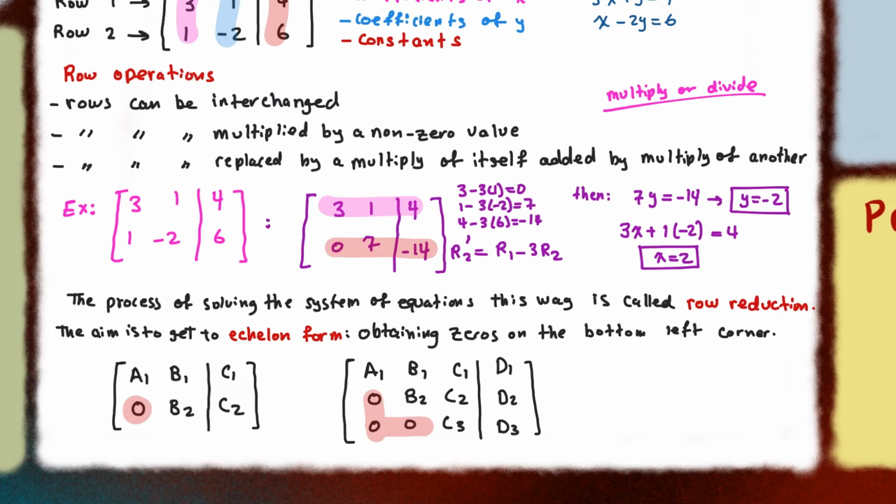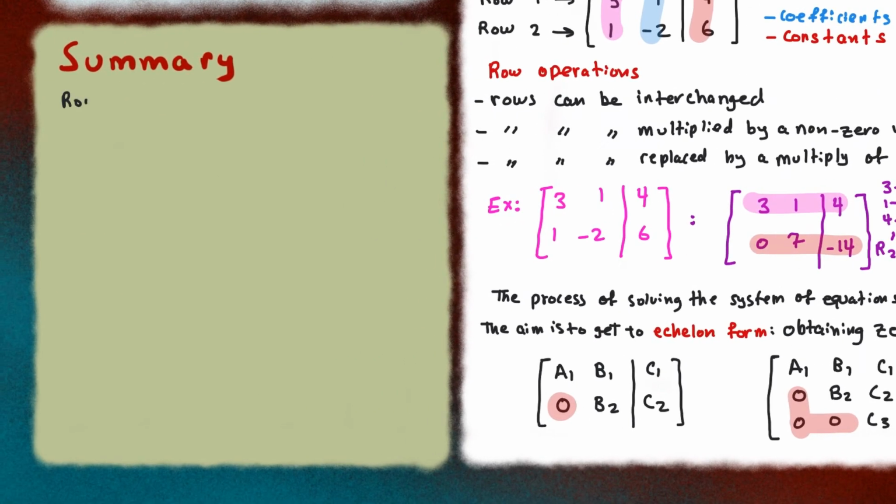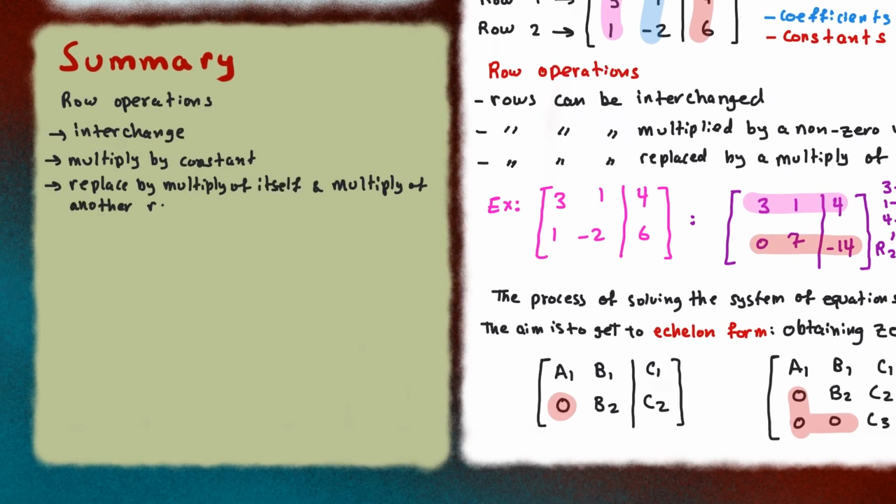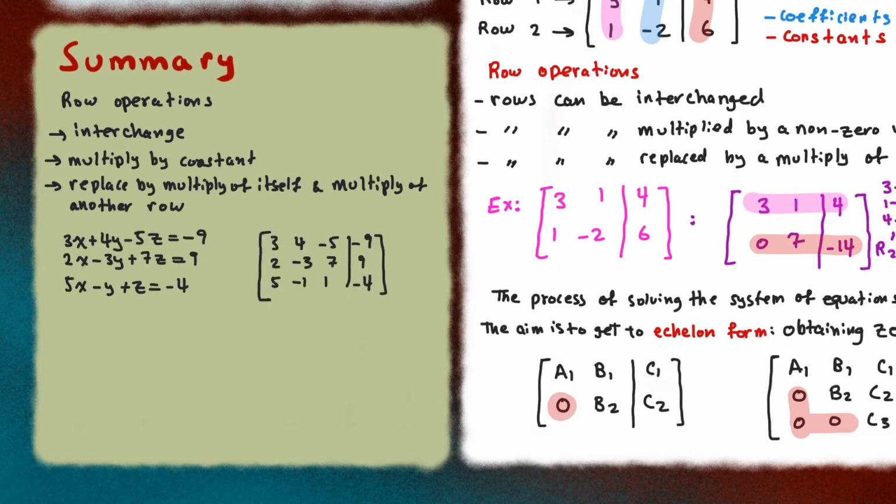I want to mention again that this is not the only way of doing this. We can reduce it to different forms, but this is a very nice form. It's easy to get there and it's easy to solve for the variables after. Once we have it in this form for a 3-equation system, we know that using the last row, C3 times Z is equal to D3, so we can solve for Z. Then we can use the second row to find Y, and then we can use the first row to solve for X. The summary of the concepts is fast forwarded here, so if you need to pause and write any of the information, please feel free to do so.